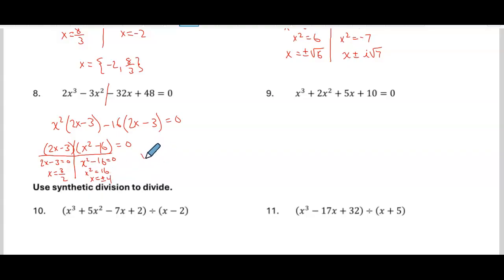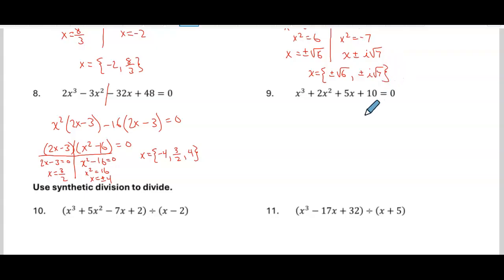All right, so x is negative 4, 3/2, and 4. Back up here, it doesn't matter which order I put these in. x is going to equal plus and minus root 6, plus and minus i root 7.